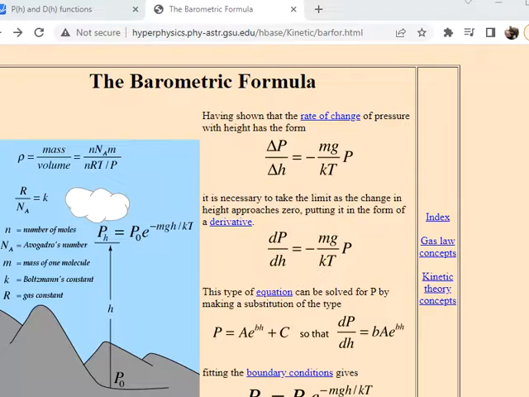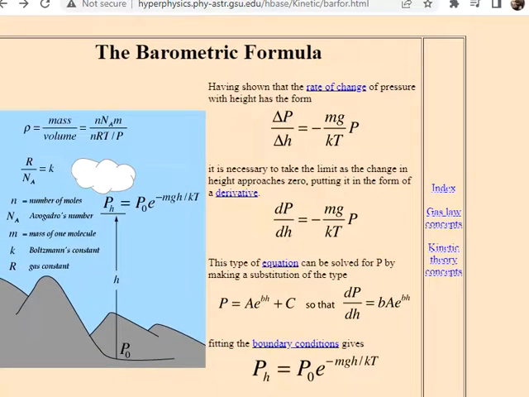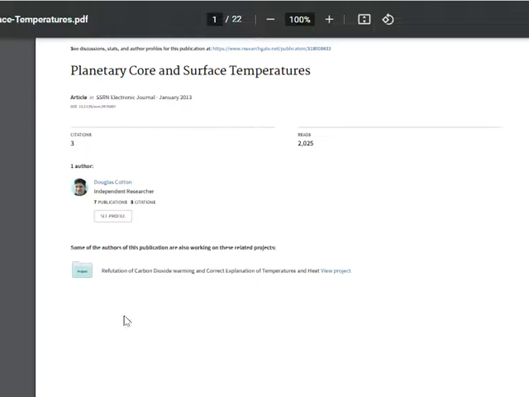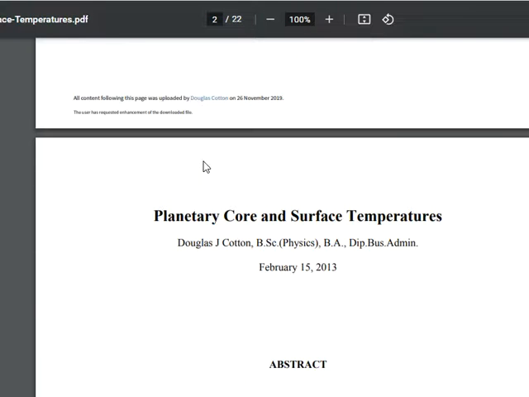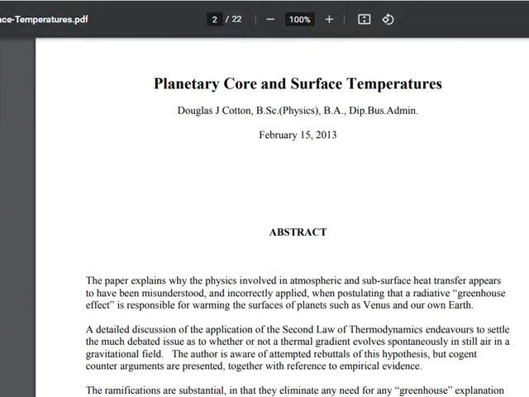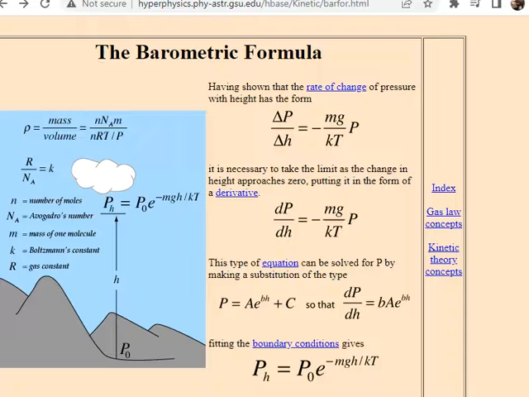Hello, hello. This is Jonathan Doolin, and I have been reading a text called "Planetary Core and Surface Temperatures" by Douglas Cotton, published in SSRN Electronic Journal, 2013. This is kind of my reaction to it, but I have been taking a momentary break from the reading because there are a couple of concepts that I want to explore.